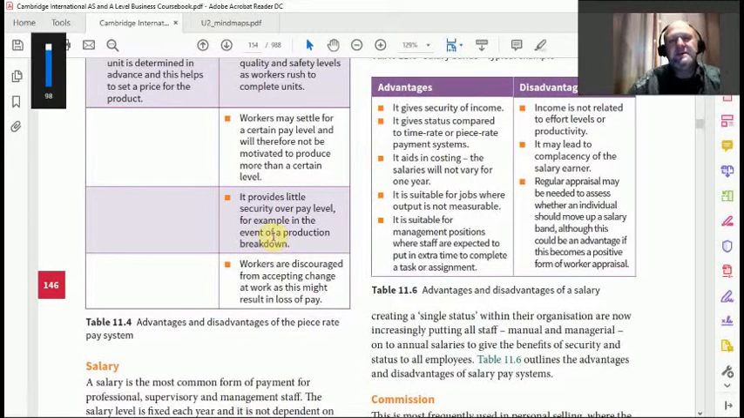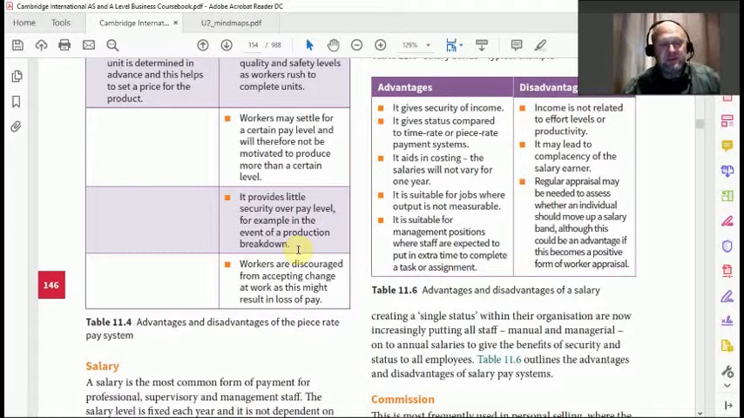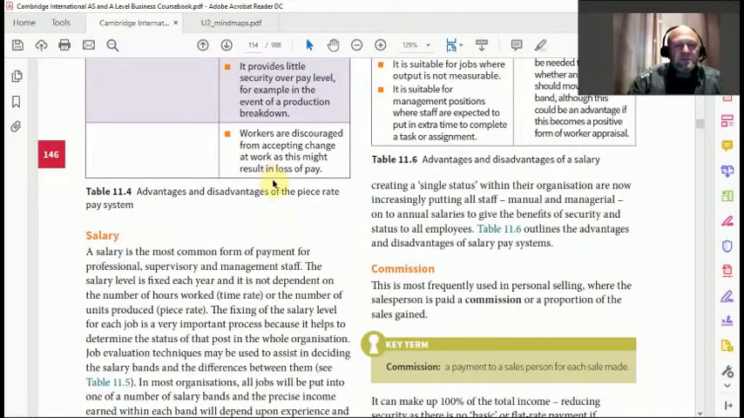So what that means is basically, if there's a break in the production, they can just sit down and not do anything, or will they get involved with the production breakdown and try to fix it? So workers are discouraged from accepting change. Workers don't want to accept change, because they might lose out, since they've done something the same way. So basically, they don't reach their potential.